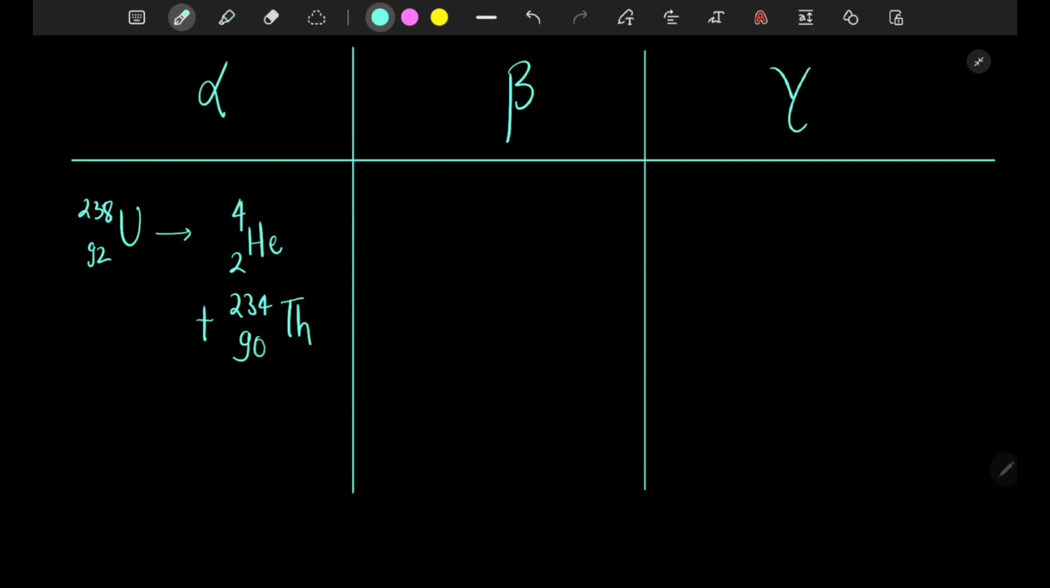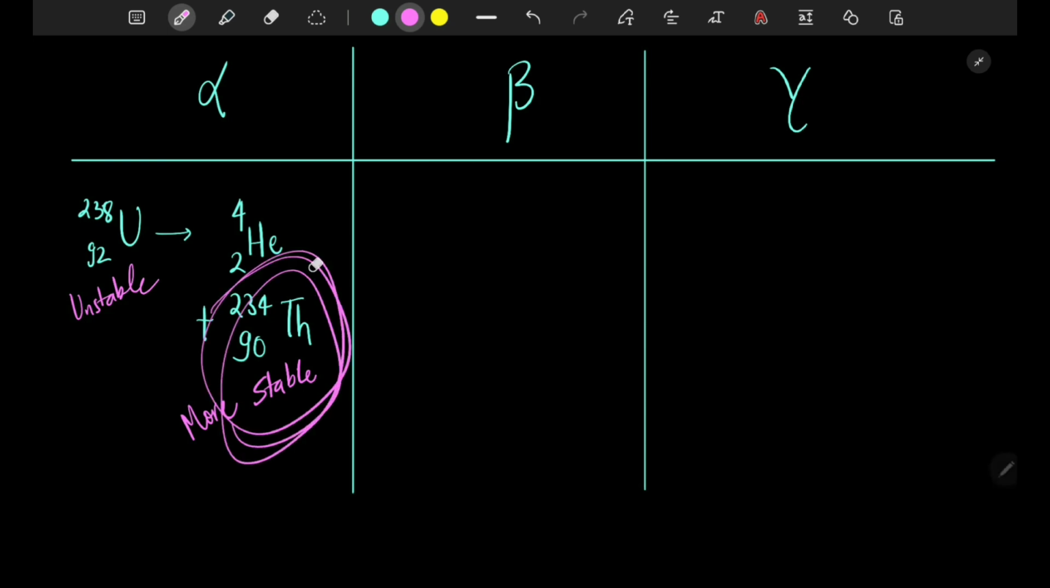So what has happened is uranium has given out an alpha particle, that is two neutrons and two protons, and it has converted into another element, which is thorium. Why has it happened? So that we get a nucleus which is more stable than the previous one. This is unstable, and this is more stable. I would not say this is not unstable, but it is more stable. Something can happen after this also. It might happen that this is still not fully stable, so it can also decay into some other smaller nuclei.